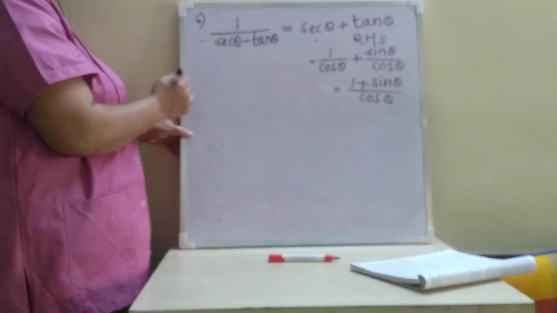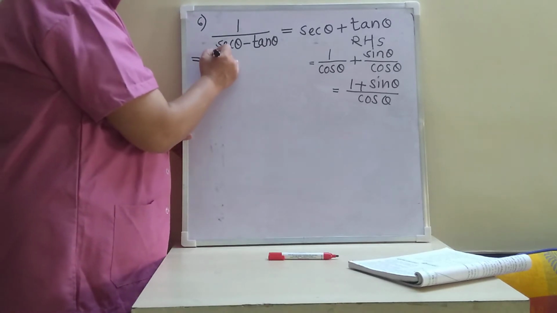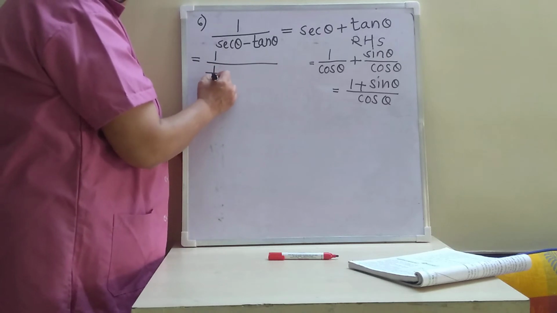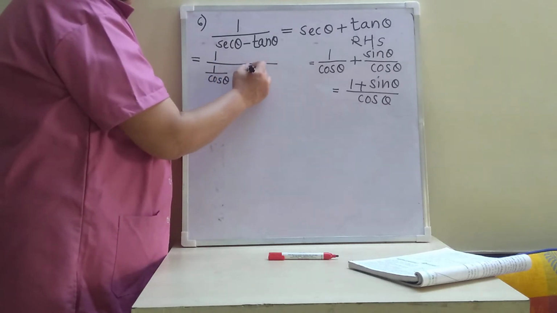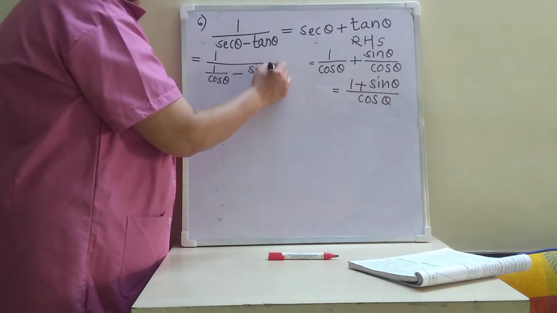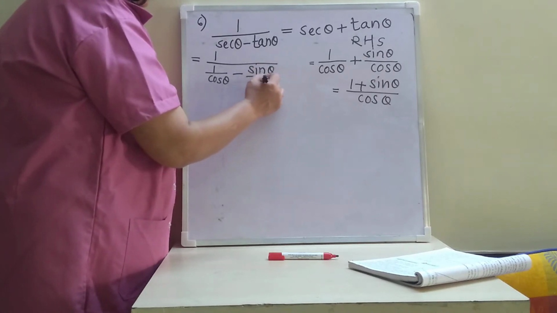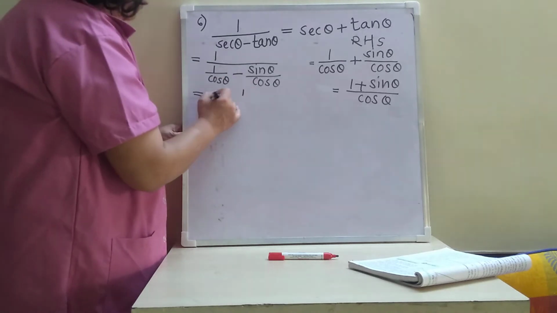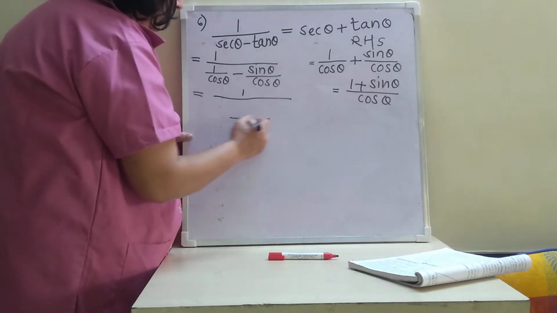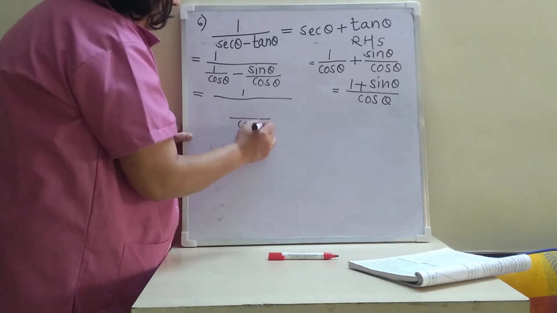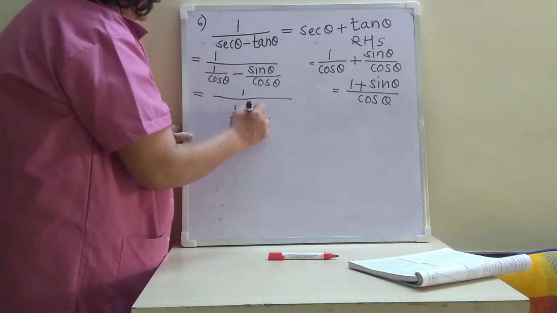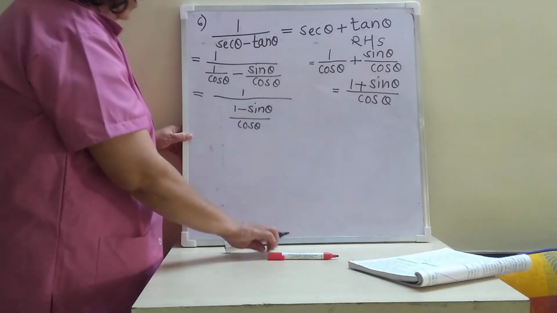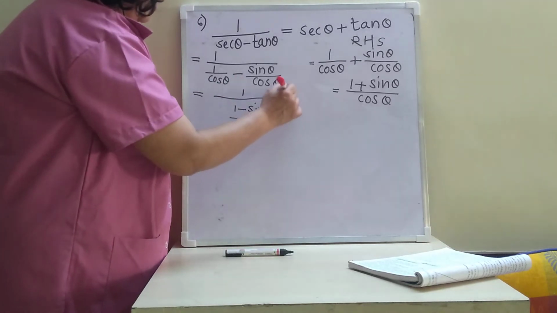Now let us solve the LHS. In the LHS, I am getting 1 upon sec theta, means 1 upon cos theta minus sin theta upon cos theta. Now what is happening? Again the denominator is same, so we will write cos theta only one time and in the numerator you get 1 minus sin theta. What is this? It is a denominator's denominator, it goes in the numerator.